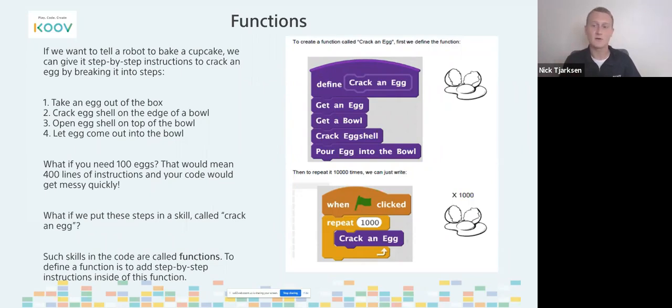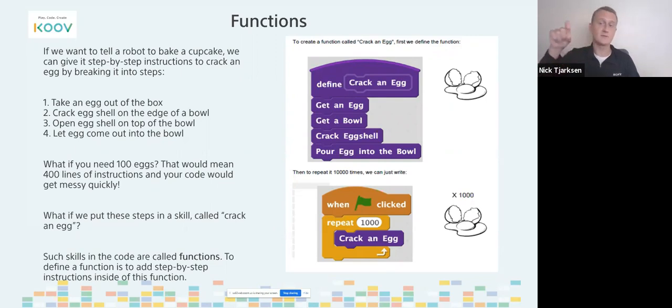And you can see that in the image underneath. So when the flag is clicked, let's repeat 1,000 times crack an egg. So essentially, if we need to crack 100 eggs, instead of making 400 lines of code, we now just define that function in 2 pieces of code.